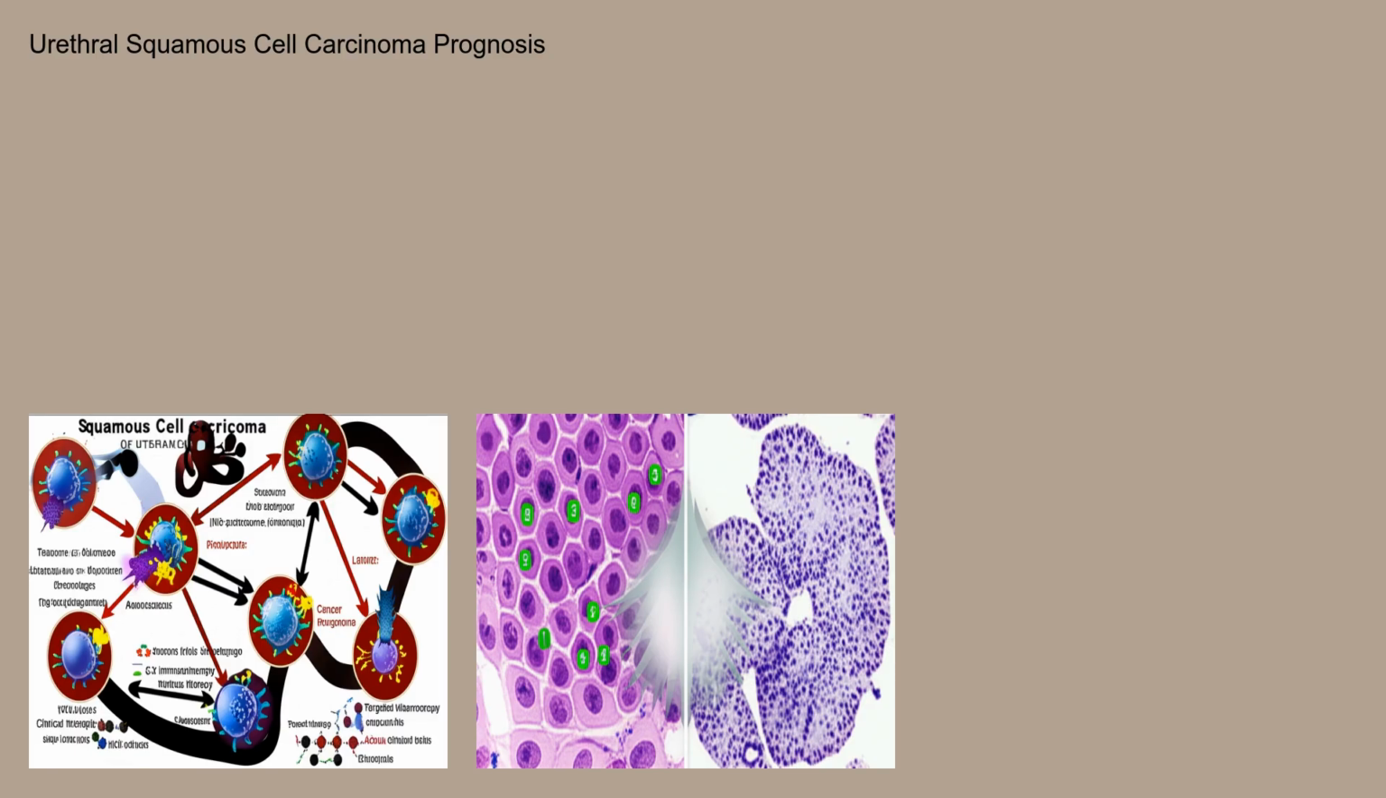The prognosis for urethral squamous cell carcinoma varies depending on the stage of the cancer at diagnosis, the patient's overall health, and the response to treatment. Early-stage cancers that are confined to the urethra have a better prognosis than advanced cancers that have spread to lymph nodes or distant organs. Recent research has focused on identifying new biomarkers that can predict prognosis and response to therapy.